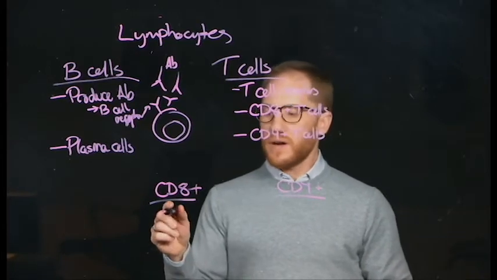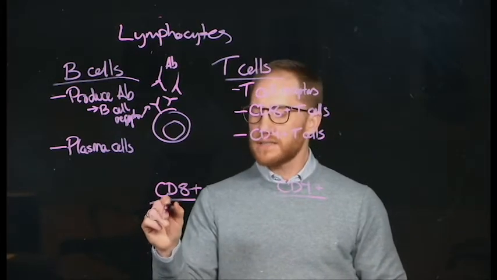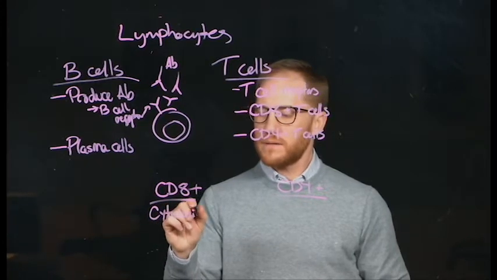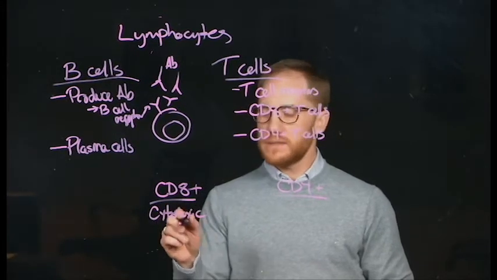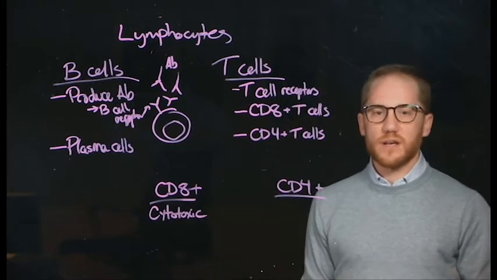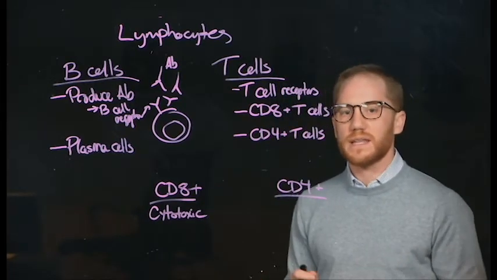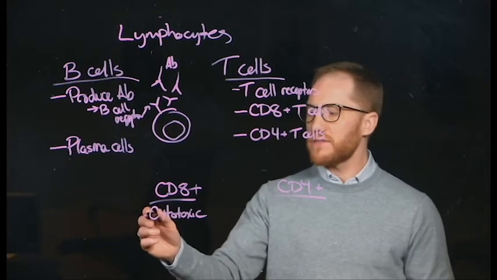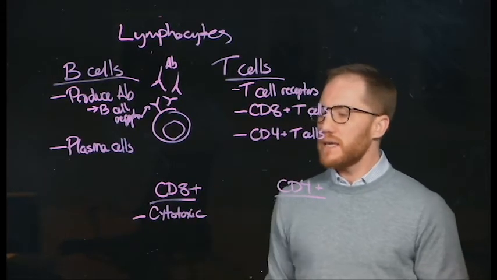CD8 T cells are actually what we call cytotoxic lymphocytes. Cyto meaning cellular, toxic meaning killing in this context. So CD8 T cells are great at actually killing cells and killing microbes. So these are kind of the soldiers of the lymphocyte army.